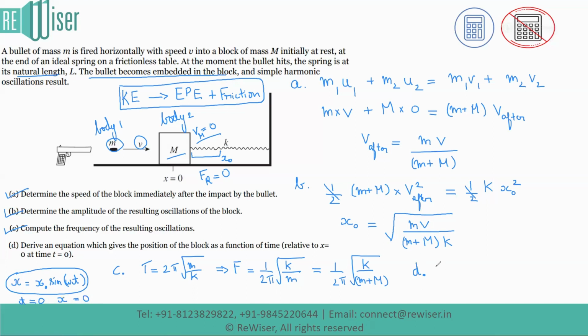The final equation is going to be x equals x naught, which is this entire expression, small m, small v divided by small m plus capital M. This is my x naught, or the amplitude, multiplied by sine omega t. Omega is 2 pi f, so 2 pi cancels, and I'm just left with square root of k divided by small m plus capital M, times t. So this is the final equation for simple harmonic motion. This concludes all four subsections of the question. Have a great time, guys. Thank you.